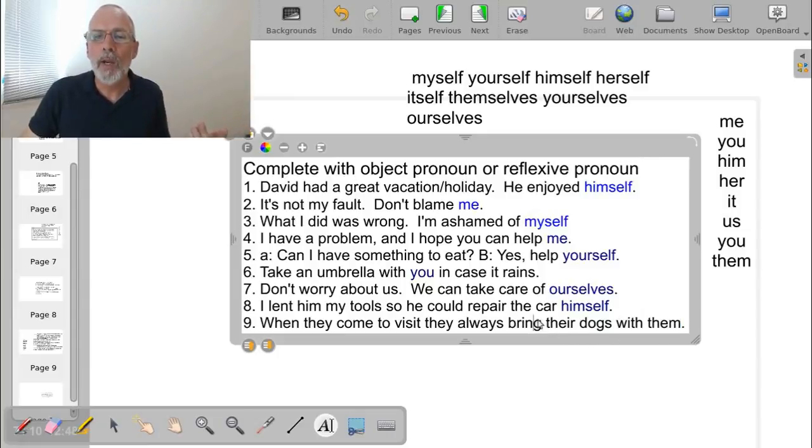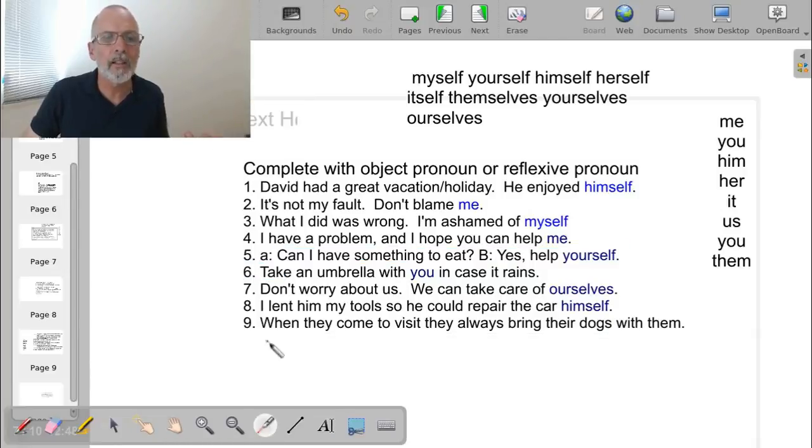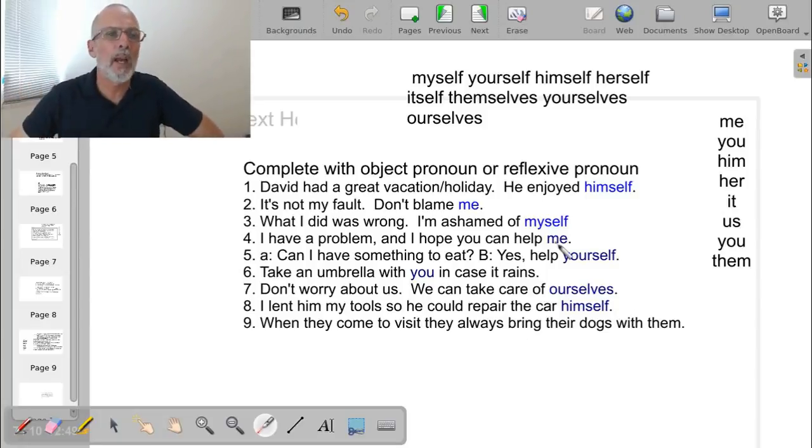So bring with and take with, sorry, let me get that. Take with is followed by the object pronoun, and bring with also by the object pronoun. It's an exception. Take with and bring with are exceptions to the rule. They are always followed by the object pronoun, not the reflexive pronoun.